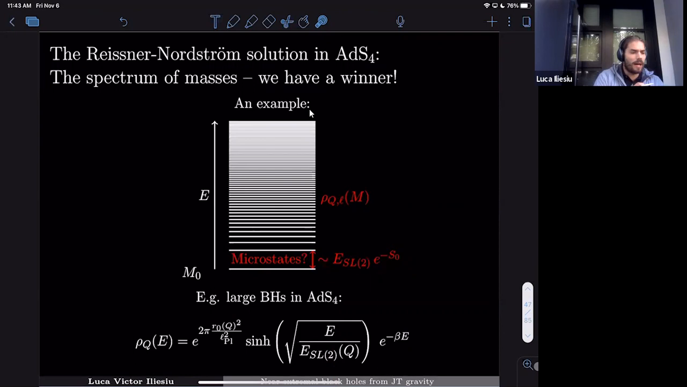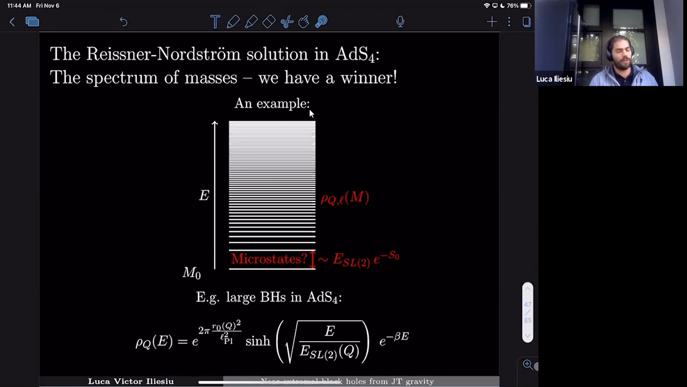And another important feature to mention is that this result showing that the density of states is continuous suggests that the degeneracy of the extremal state is much smaller than e to the S0. So if I am, for instance, to take this UV completion seriously, that the spacing is E_SL2 times e to the minus S0, what it means is that the entropy does not count the degeneracy of extremal states. Rather, it counts how many states I have within the energy window given by E_SL2. So that's a drastically different interpretation of what the Bekenstein-Hawking entropy for black holes is.